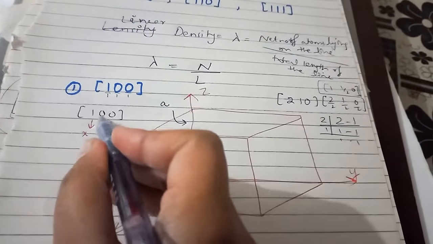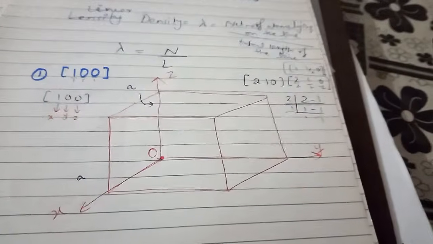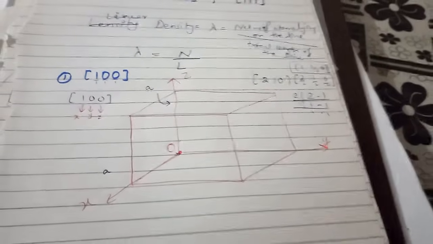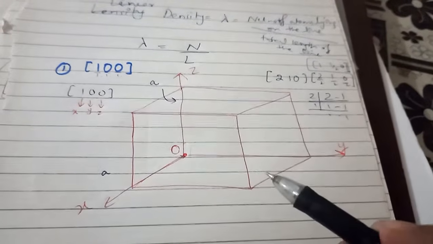First is for x, second is for y, and third is for z. These are the coordinates, and coordinates are used to draw the directions or position vectors. So from the origin, first of all, you need to move 1 unit along the x-axis.